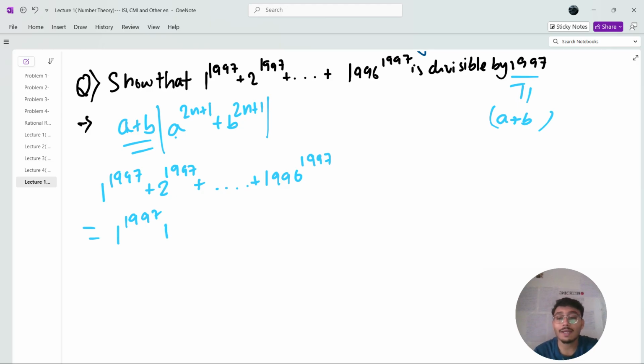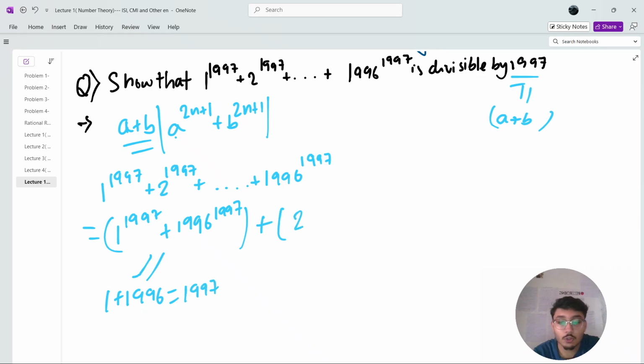1 to the power 1997 plus 1996 to the power 1997 is my one term. Let's analyze it. As I had said, a to the power some odd number plus b to the power that same odd number is divisible by a plus b if and only if the power is an odd number. So my powers of a and b are both 1997, and fortunately a plus b is also 1997. So this thing is divisible by 1 plus 1996, that gives me 1997.